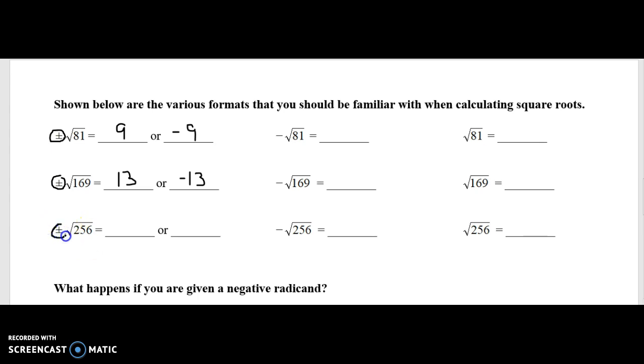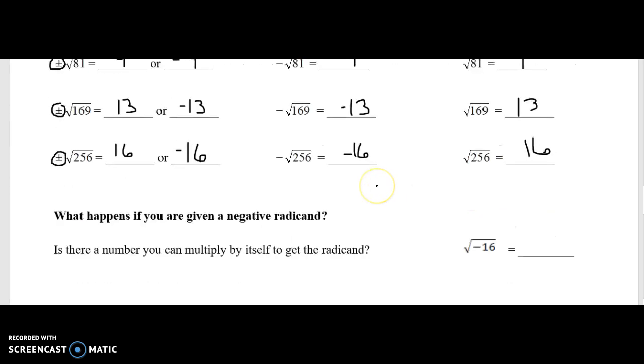256 right here is not one of the ones we have to memorize. However, I'll tell you guys that that one is equal to 16. So 16 is the square root, or negative 16 if you want to go ahead and include the negatives. If you see a negative out front like this, you make sure that your final answer is negative. So negative out front, negative 13. Negative out front, negative 16. And again, this is our generic one over here where we're just going to write 9, 13, and 16. We don't have to do anything special when we see it like this.